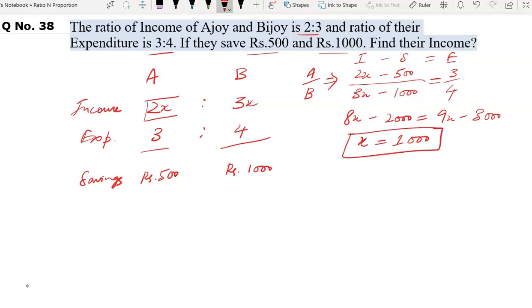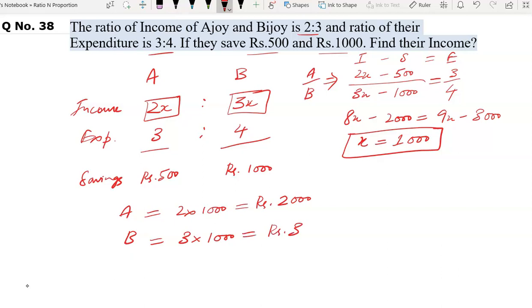And in this question we need to find their income. So income is 2x for A and 3x for B. So income of A will be how much? 2x. So 2 into 1000 will give us rupees 2000. And income for B is equal to 3x. So 3 into 1000 is equal to rupees 3000. So this is our answer.